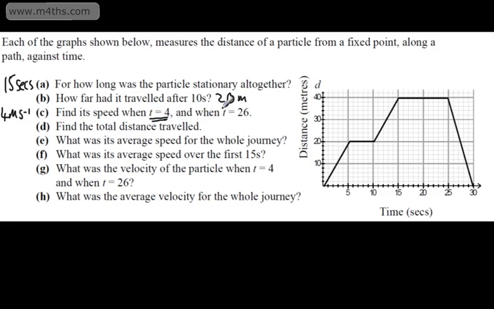If we look at t is equal to 26, well, that's going to be in this section right here. If we look, the distance has increased on here, the distance away from home. The distance is going to be 40, and that's over 5. 40 divided by 5 is going to give us 8 metres per second. So 8 metres per second. The total distance travelled.